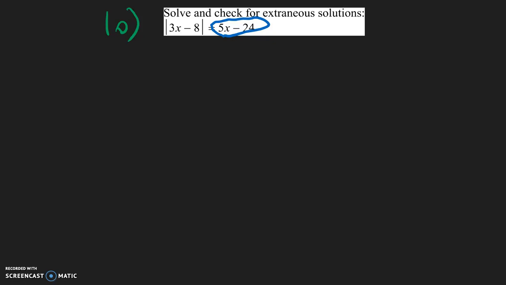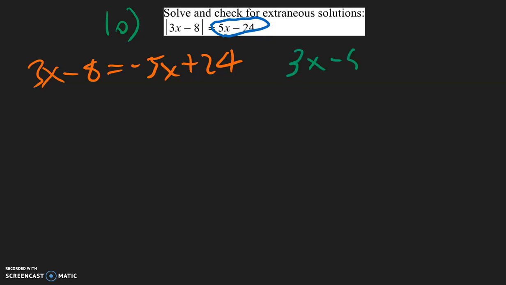So the first equation is going to be 3x minus 8 equal, everything in the blue, let's change the sign. Positive 5x becomes negative 5x. Negative 24 becomes positive 24. So that's one equation. The other equation, we have 3x minus 8 equal, and then for the second equation, don't change anything. And it doesn't really matter what order you put this in.